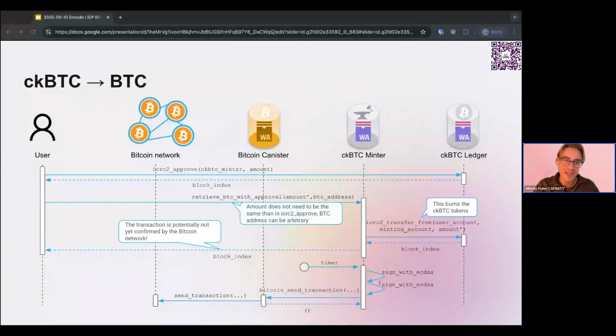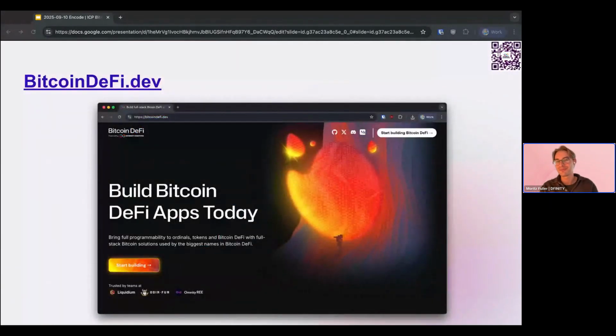All right, if this caught your attention, I would very much recommend you take a look at the website called bitcoindefi.dev. Here you can see a couple of successful BTC-Fi projects that build on the Internet Computer, namely Odin, Liquidium, and Omnity. You can also find specific primitives, best practices, and code examples to start building BTC-Fi applications. And I think it's the best way to continue learning and also to start experimenting with BTC-Fi on the Internet Computer.